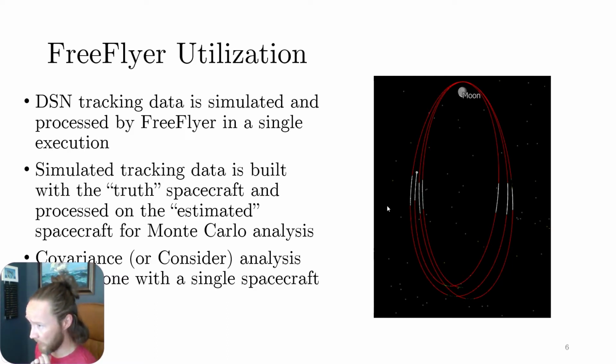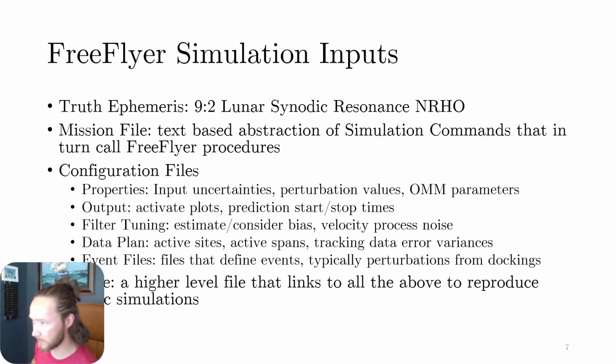And that all works together in a Monte Carlo analysis to produce the solutions and data we're going to look at. Alternatively, you can do a covariance or consider analysis. That can be done with a single spacecraft. Since you're not actually updating its state, you can just look at the evolution of the covariance over time. That helps you more for feasibility and at the beginning of your analysis before you start to get more detailed. That requires Monte Carlo analysis.